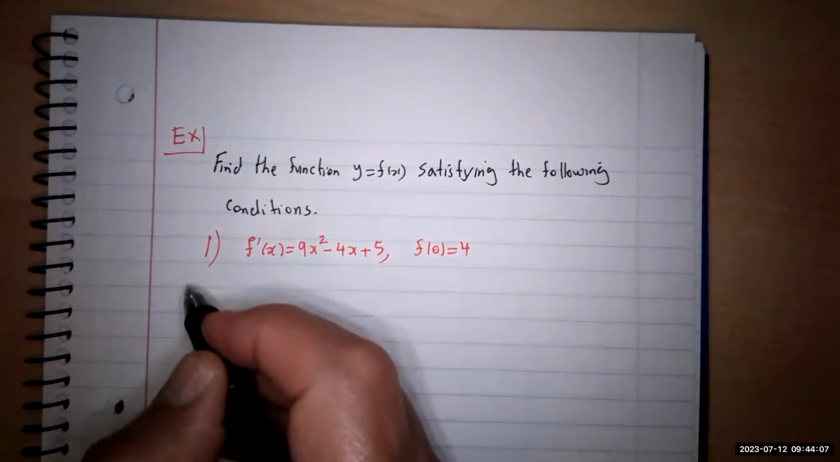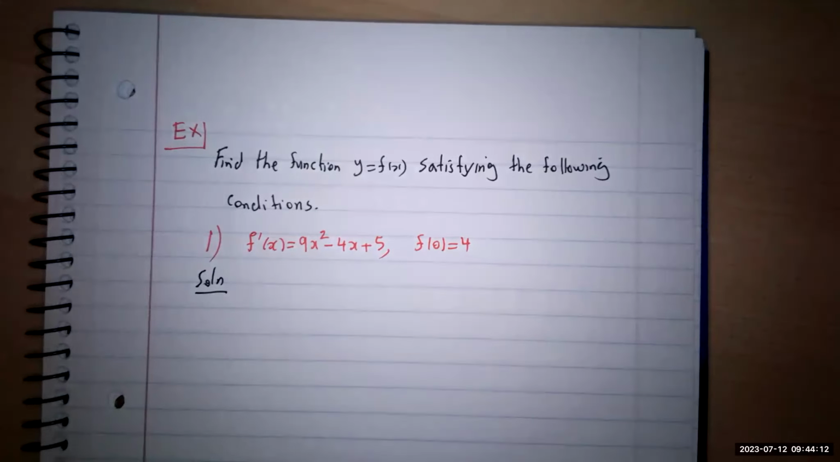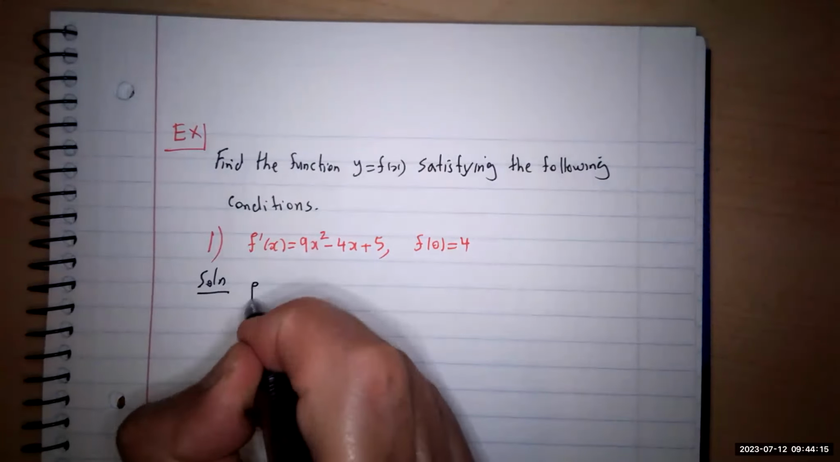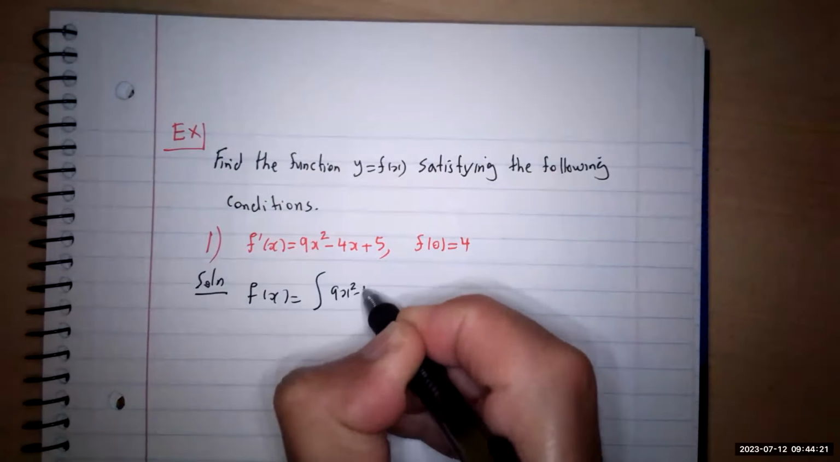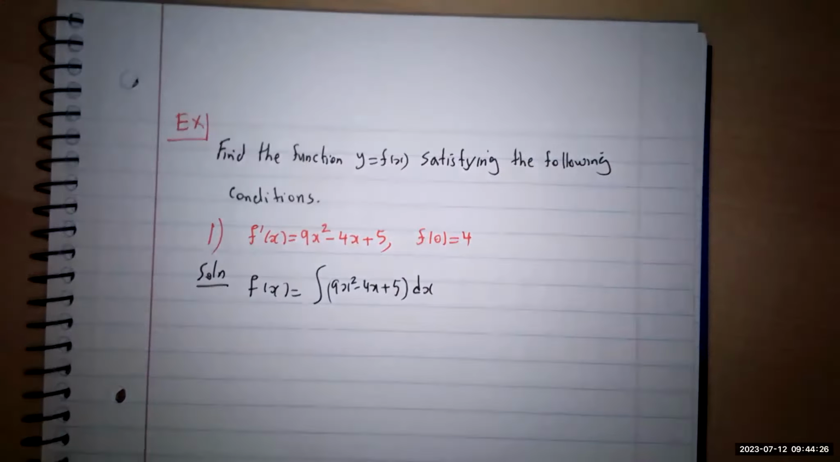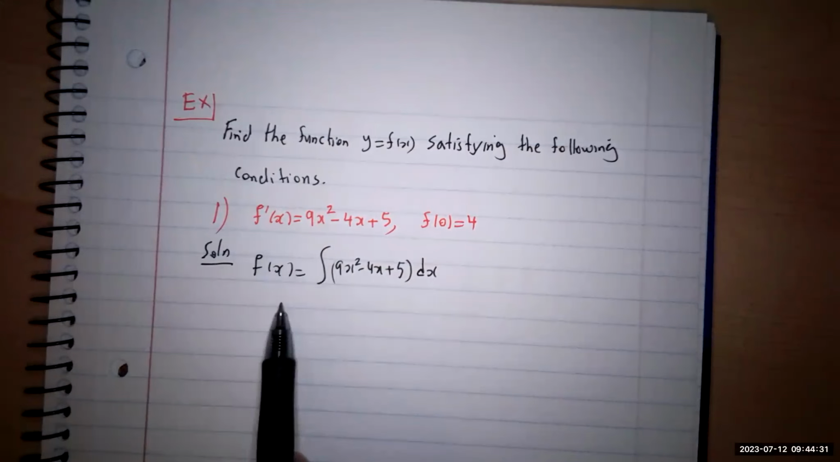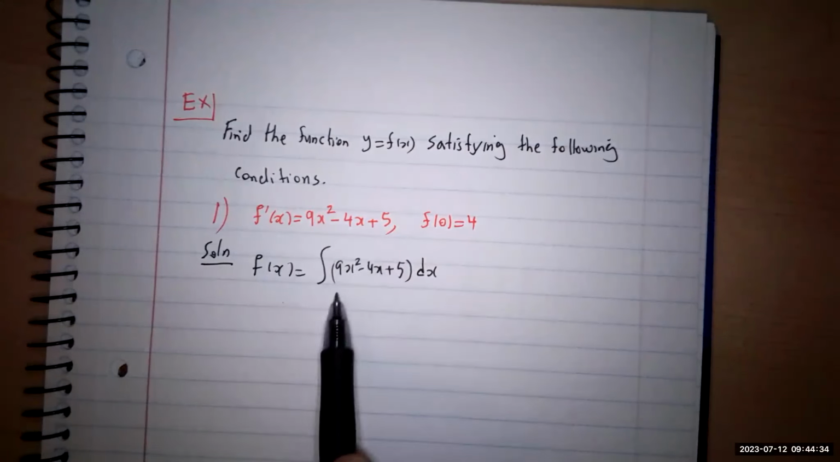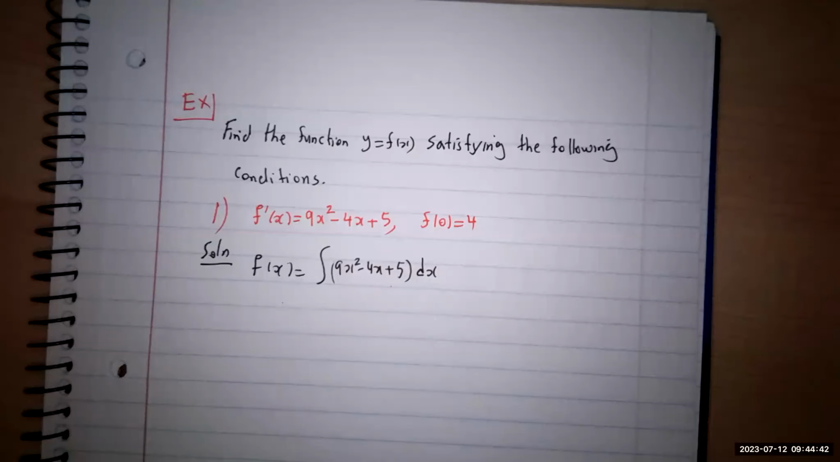So the solution is going to be, we use the definition of antiderivative. We go back, we say f of x is going to be equal to the integral of 9x squared minus 4x plus 5 dx. So we change it to the notation of the integral. The antiderivative of f prime would be just f, and the antiderivative of this one is just the integral that you have to find. There's no radical, no quotient, so we can go ahead and just do the job.